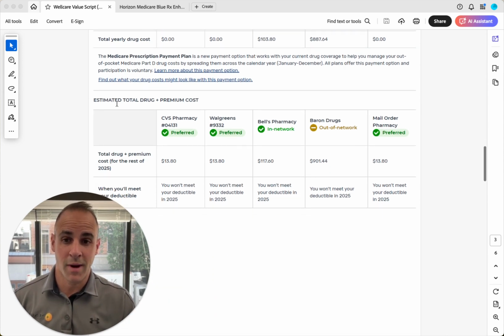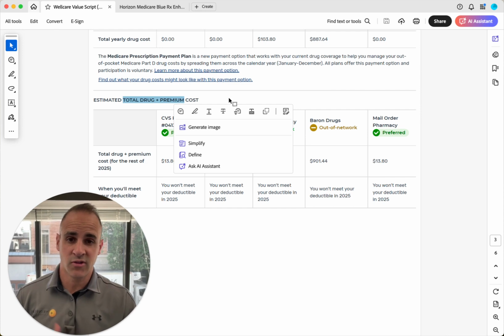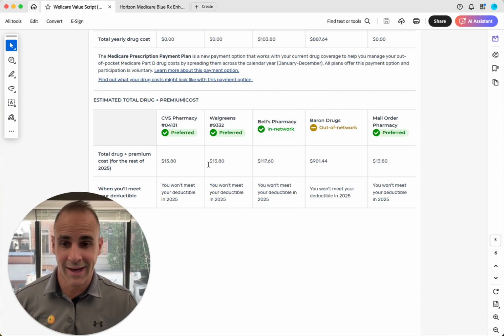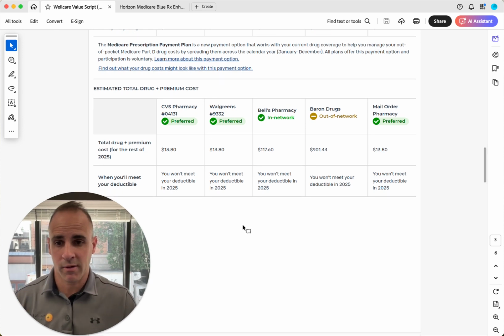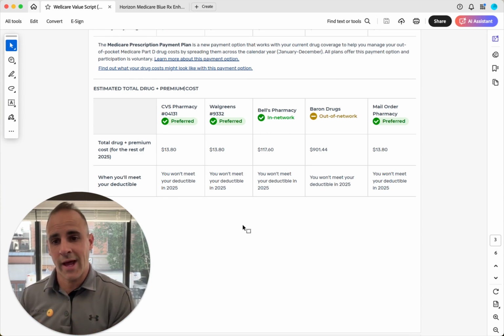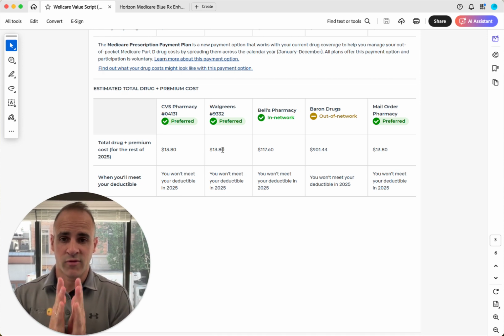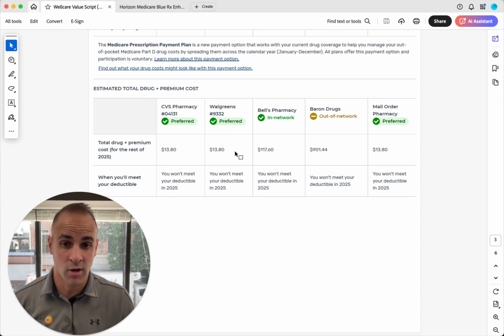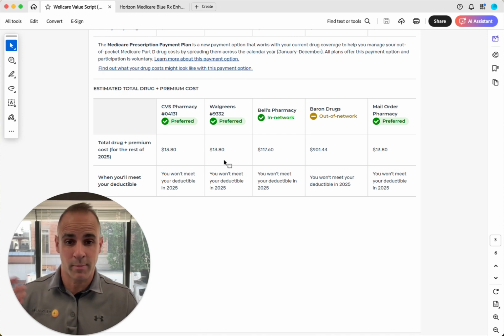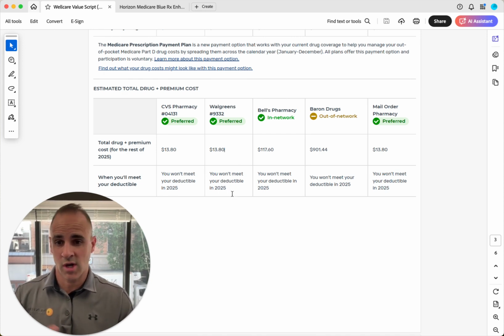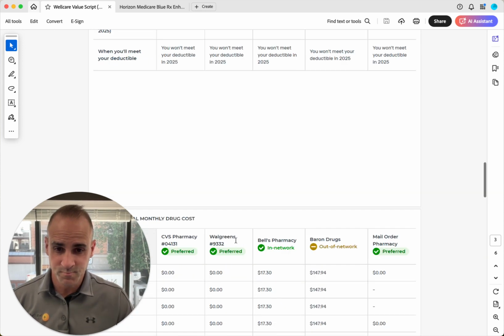Then it breaks it down by the total drug and premium cost. This is the most important number that we use to pick the drug plan. So this is what we're comparing against all the other plans: if you add up the premium for the rest of the year and you add up the drugs for the rest of the year, what's that total cost going to be? In this example, we're running this in June of 2025, so it starts July 1st through the end of the year. The total premium and drug cost is only $13.80 as long as you go to that preferred pharmacy. And really all that is, is that premium of $2 and change for each month the rest of the year.